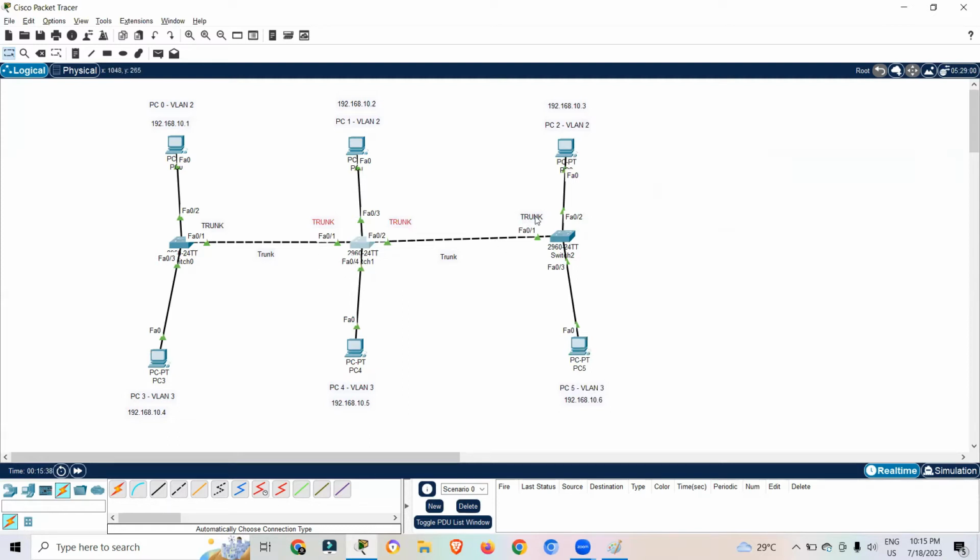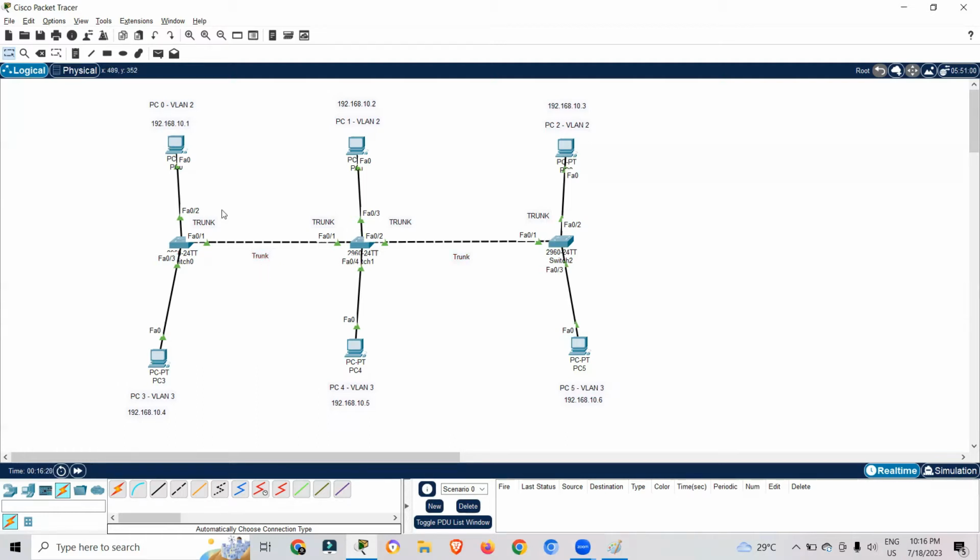Do I have any trunk configuration on this other switch? Not yet. No configuration on this switch, so still these are not trunk. The first switch is trunk, but the other ones are not trunk. These two interfaces are trunk, but those interfaces are not. FA 0/1 of switch 0 is not trunk, and FA 0/1 of this switch is not trunk still, right? That means this can't be a trunk link, right or not?